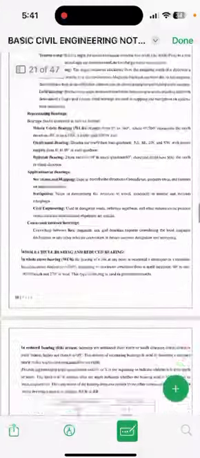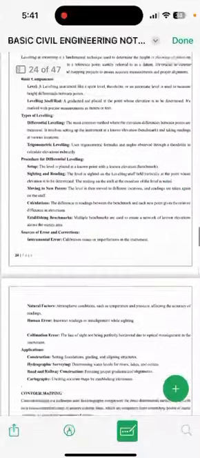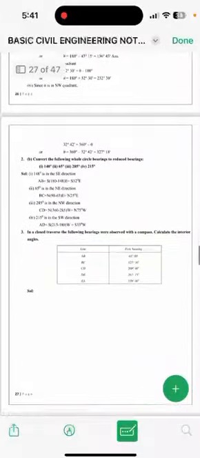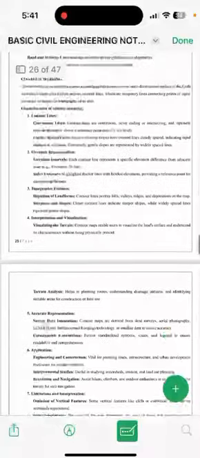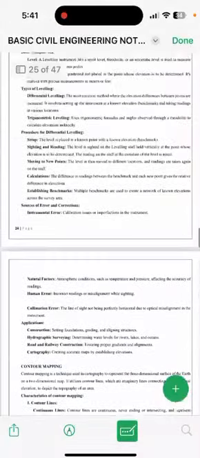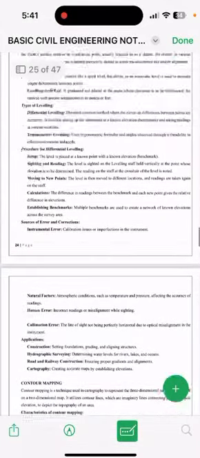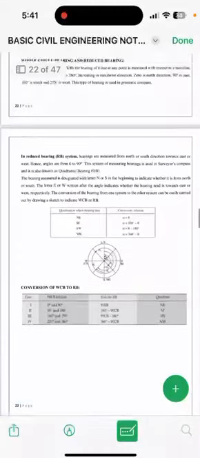So, the bearing topic. What is bearing? What are the types of bearing? What are the applications of bearing? What is the difference between whole circular bearing and reduced bearing?